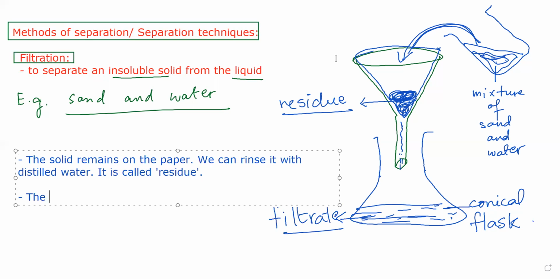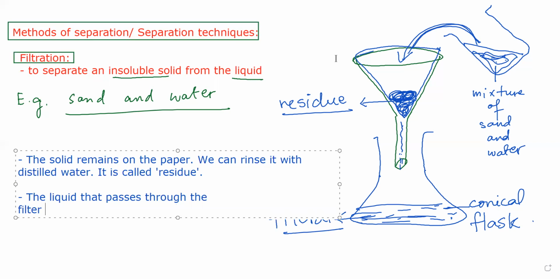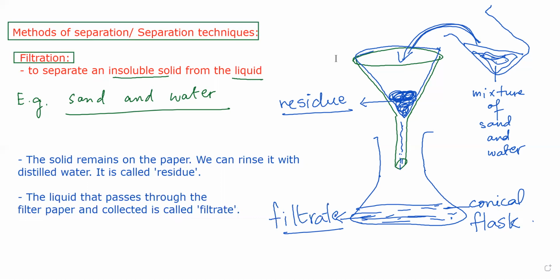Then we have the other substance. What is that? The liquid that passes through the filter paper and is collected is called filtrate. So this is one of the separation techniques, which is used to separate an insoluble solid from a liquid. This is our technique number 1. Now we will move to our technique number 2.